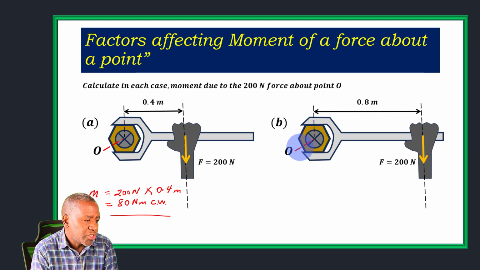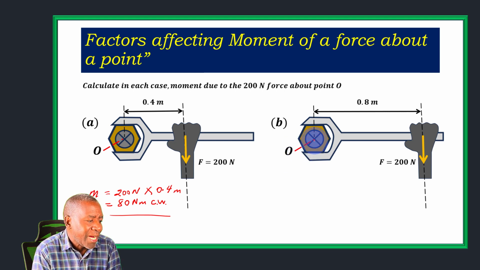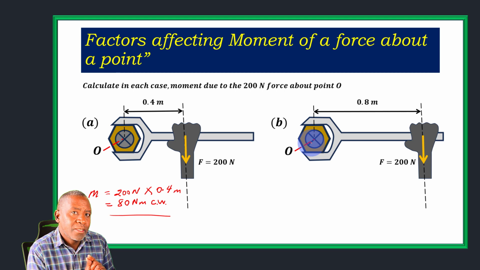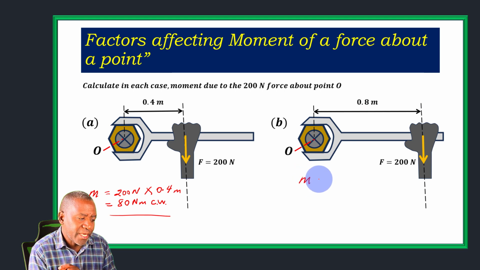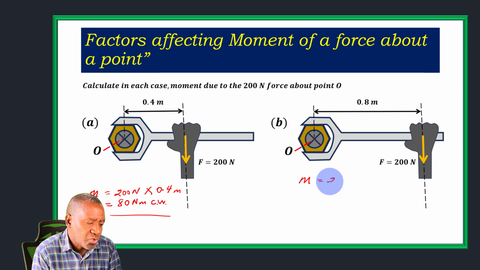Let's look at this situation here. Now we've moved our hand so that the handle, the distance is increased. Let's again calculate the moment. Again, I'm going to use the symbol M to represent moment. So again, I'm going to have 200 times 0.8 meters. This is newtons. And I'm going to get 160 Newton meters clockwise.